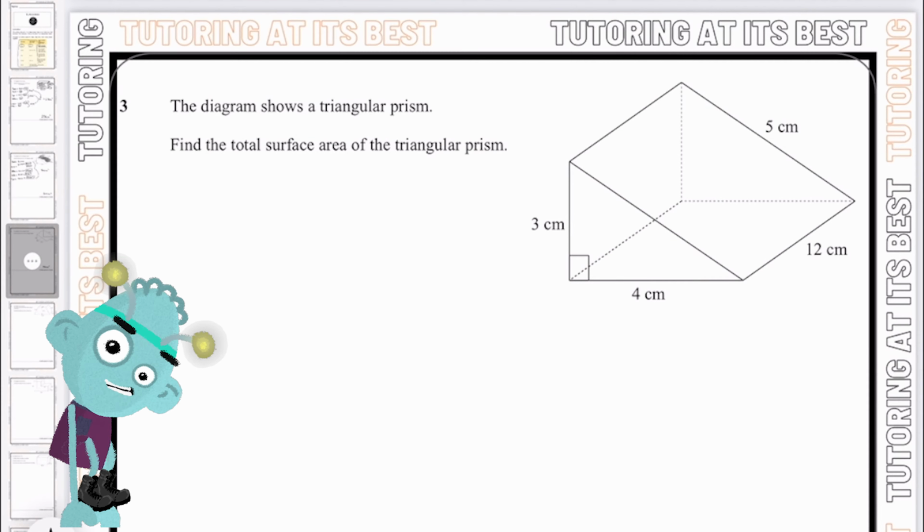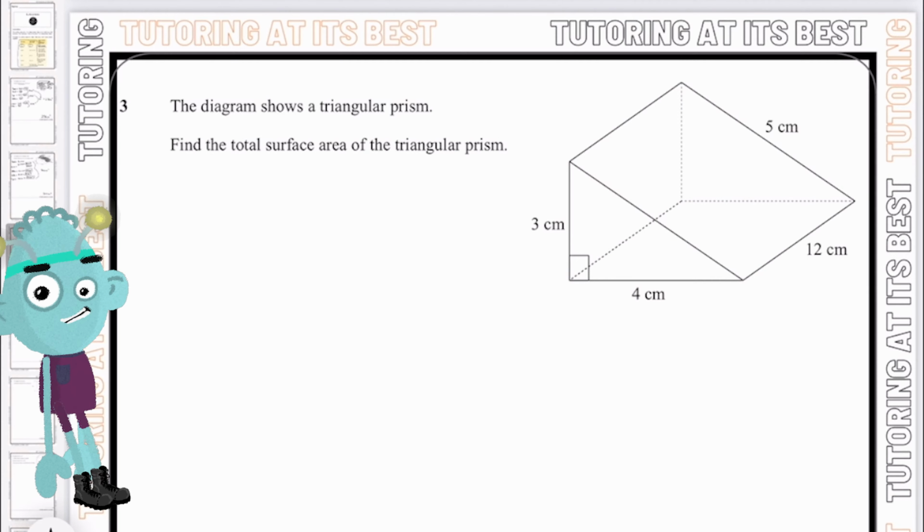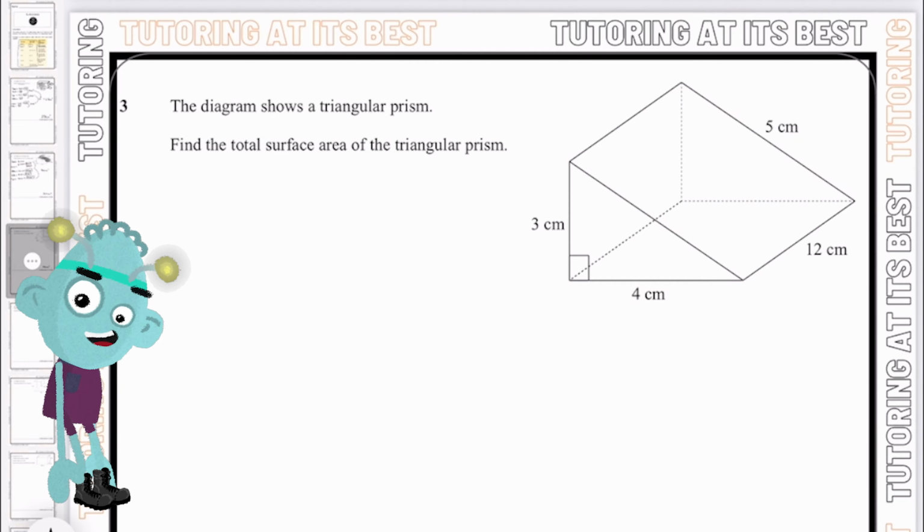Question 3 is very much the same as what we've just done now. So I'll give you some time to calculate this before I go through the solution.